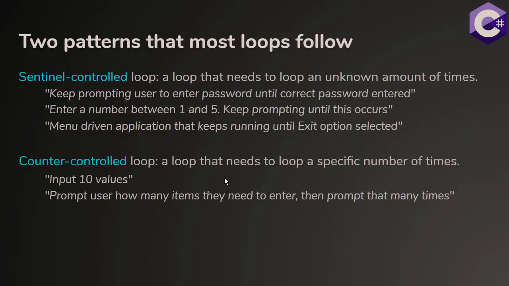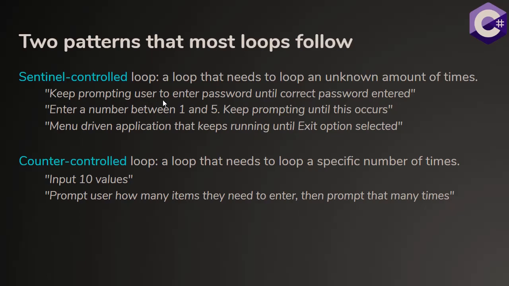Now when we build loops, most loops fall into one of 2 categories. The first category is a loop that needs to loop an unknown amount of times. We can create this loop using a Sentinel-controlled loop pattern. So some examples of where you might use a Sentinel-controlled loop pattern is as follows.